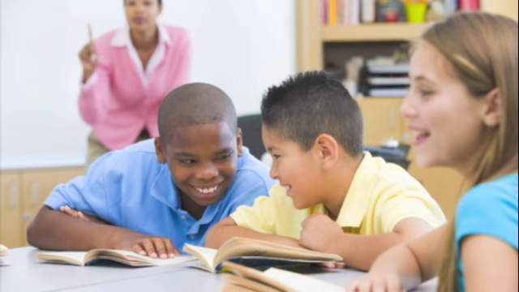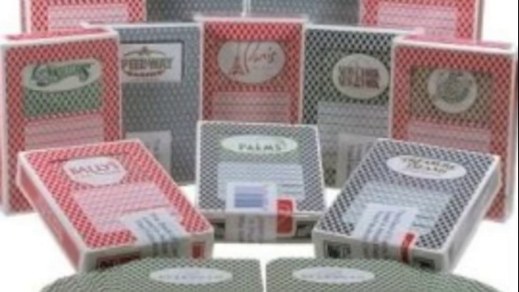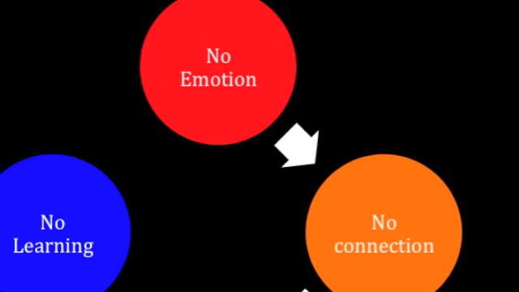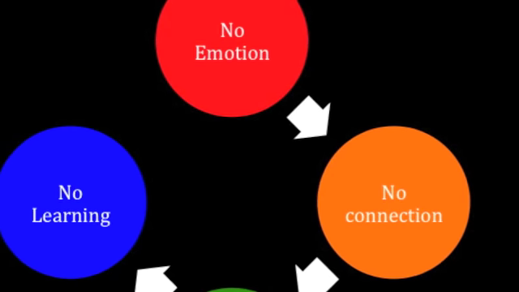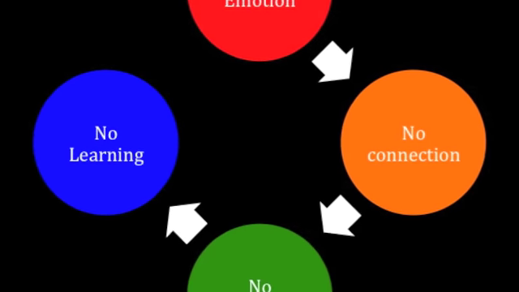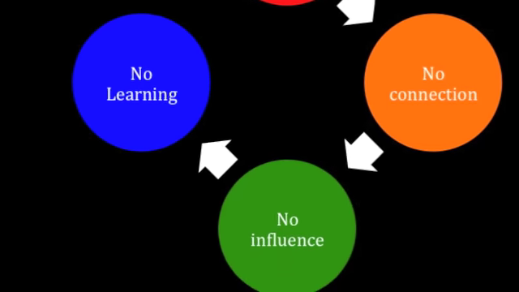Immordino-Yang and Faith take it one step further and claim that without emotion, learning is impaired. They demonstrated the power of subliminal emotion with a gambling simulation. Those students who were attuned to their emotions were able to figure out the rules of the game. Those students who couldn't access their emotions never learned the rules. This can be applied to teaching with the idea that no emotion leads to no connection to the material, which leads to no influence on the student's life, and therefore no learning.